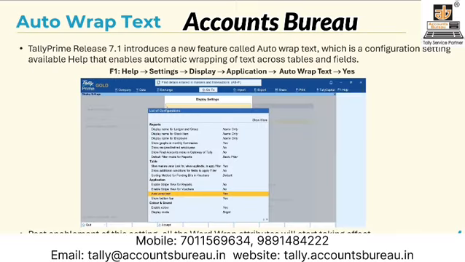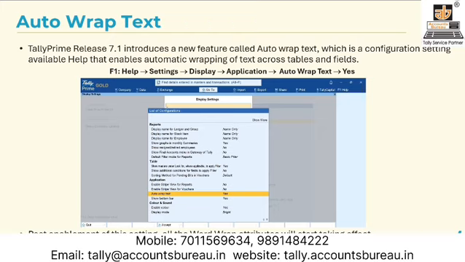Before we look at the attributes, let's first understand Auto Wrap Text. Auto Wrap Text is a configuration setting available in F1 Help that enables automatic wrapping of text across tables and fields. Once this is enabled, the word wrap attributes defined in TDL start taking effect.